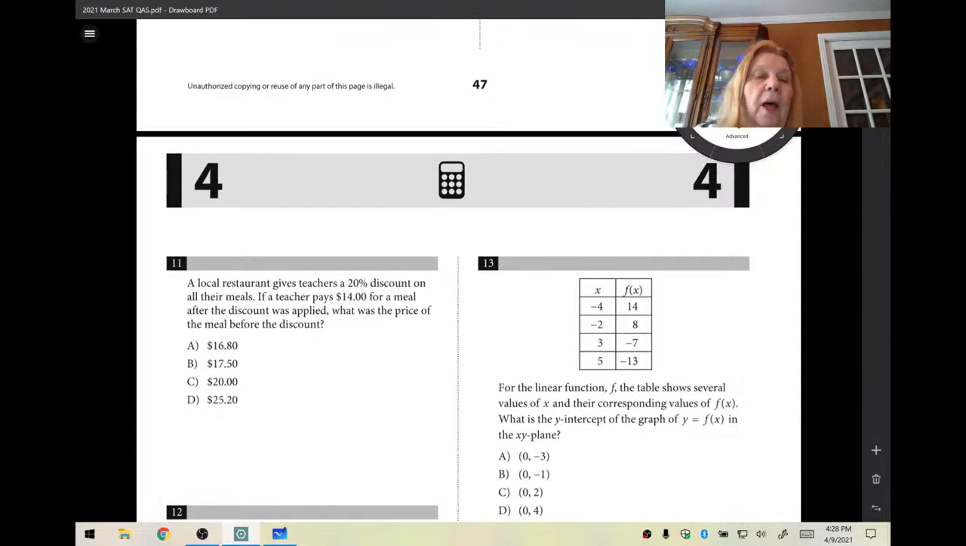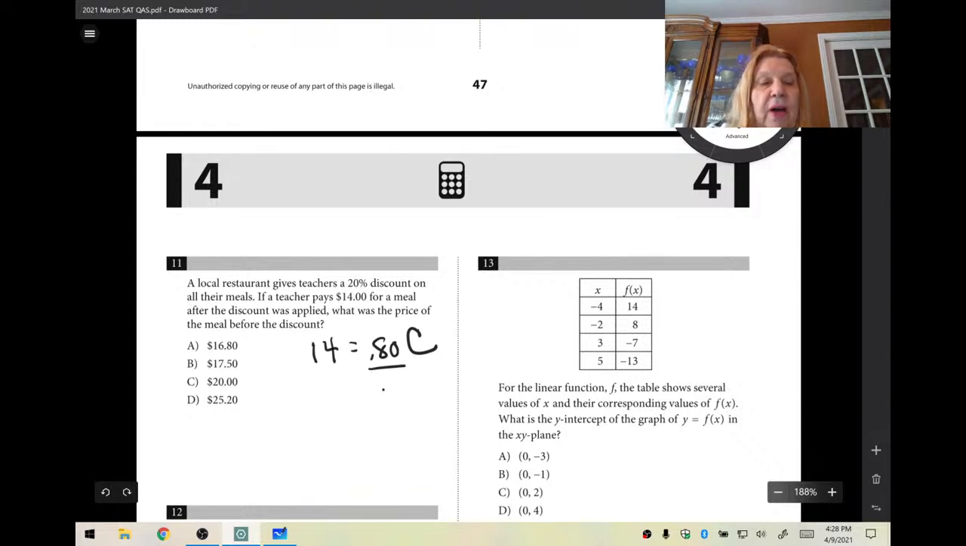Moving along, a local restaurant gives teachers a discount of 20% on all their meals. So if a teacher paid $14 for a meal, they would pay 0.8 of the cost of the meal, call it C. So then we just divide by 0.80, and so the normal cost of the meal would have been $17.50. Just putting this in the calculator. You could have also tried these answers and taken 0.8 times these and see which one would give the 14.